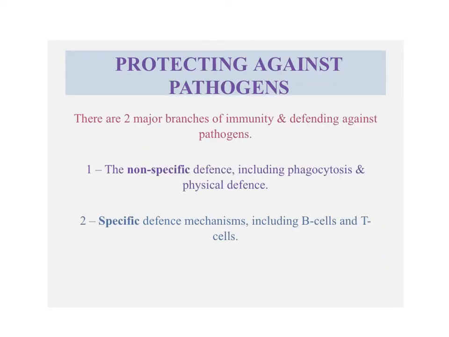But fortunately, we're able to protect against pathogens, and we've got two different ways that we do it. The way that we protect against pathogens is called our immunity or our immune response, and it can be separated into two separate branches. So it can either be non-specific, a sort of general fight everything as soon as it arrives kind of situation, and this is including your phagocytosis and physical defences.